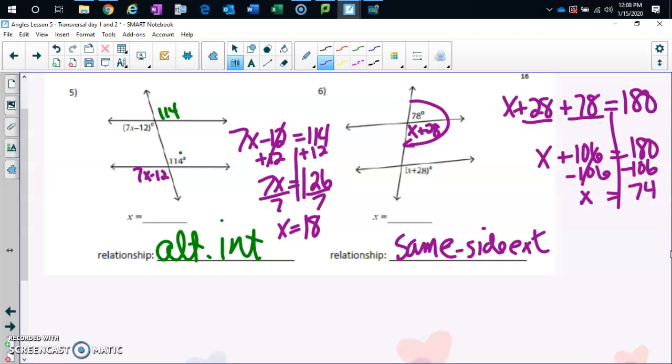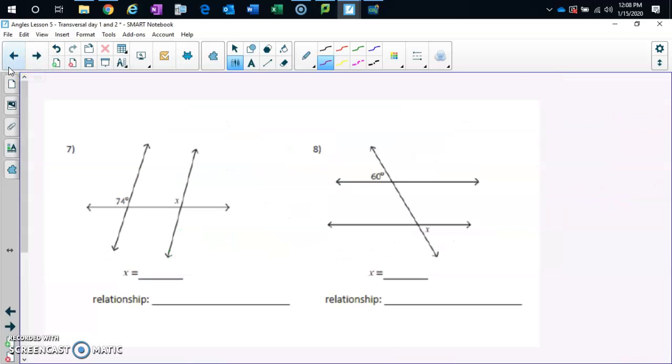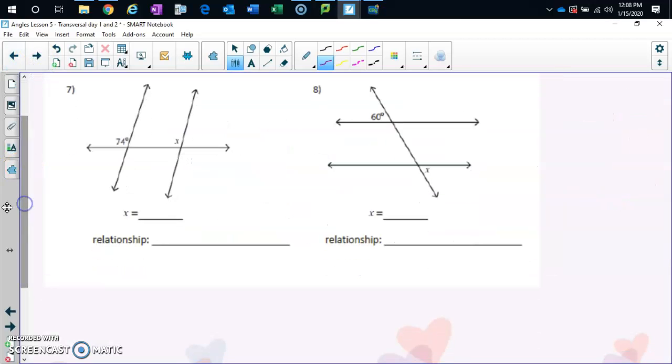Do you see how the slide helps you? Getting them in the same clump should make it easy to see what the equation is. We're going to do one more. Now, this one, if you like your parallel lines going left and right, just rotate your paper. But here's your parallel lines, here's your transversal. What are these two angles called?